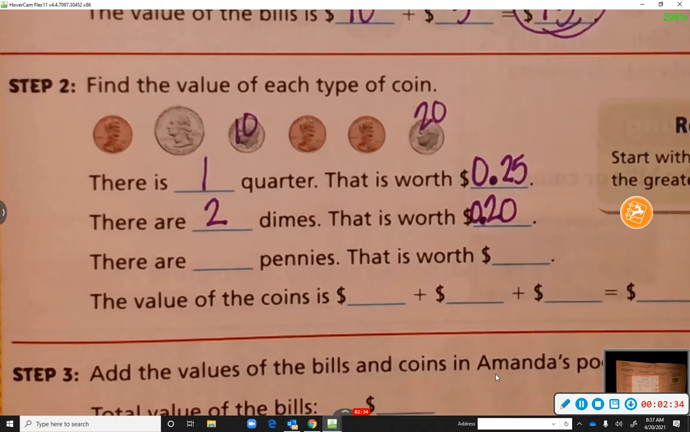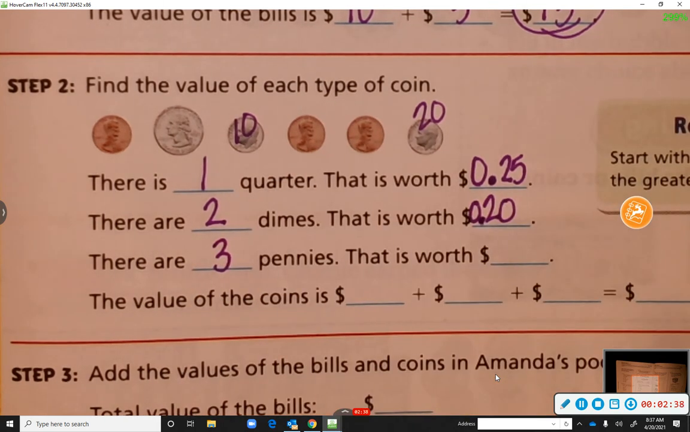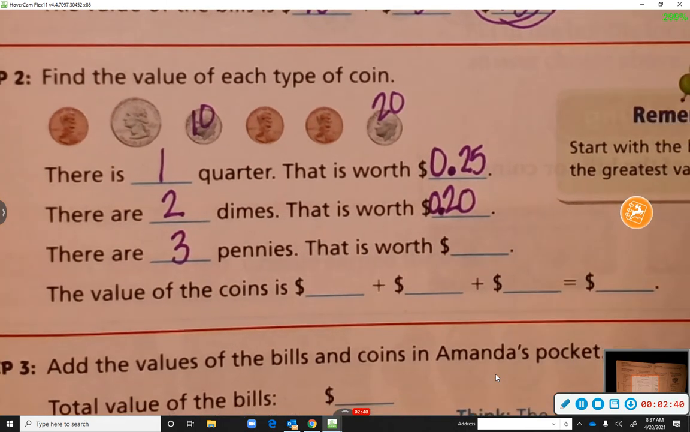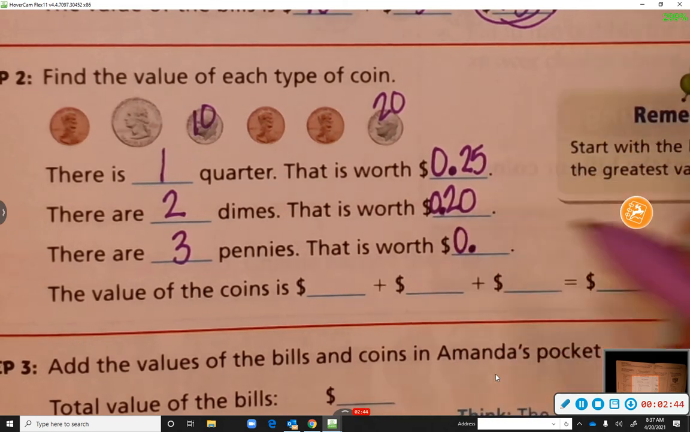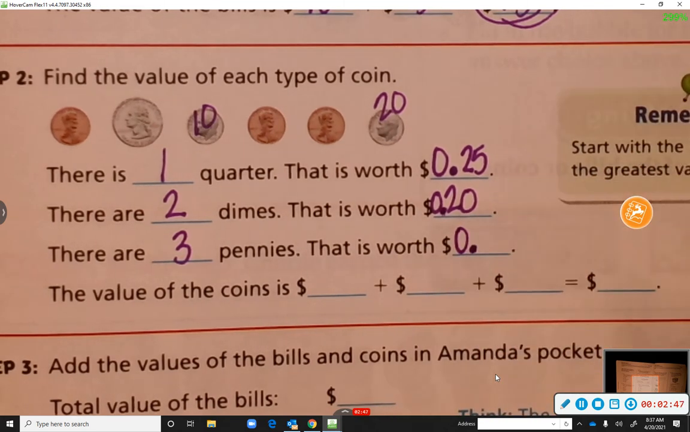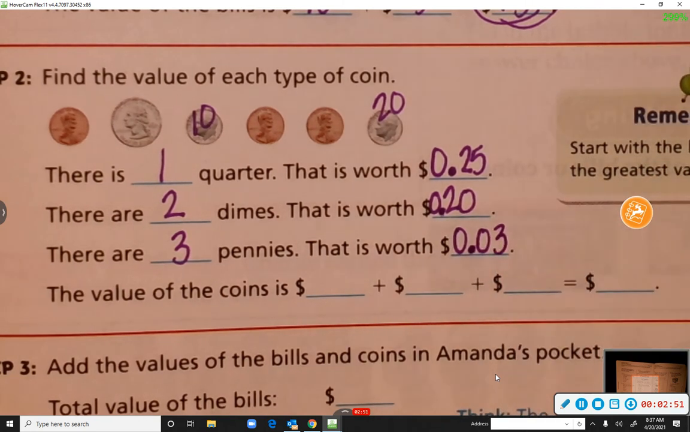Next is the pennies. We have 3 pennies. So that is worth how much? 3 cents. So to write that correctly, we put 0, decimal. Do I put the 3 now? No. 0, 3, good.